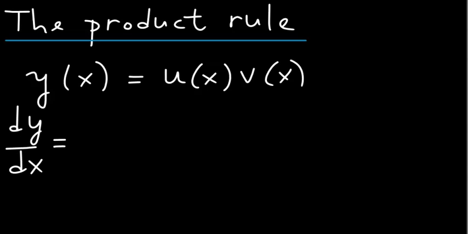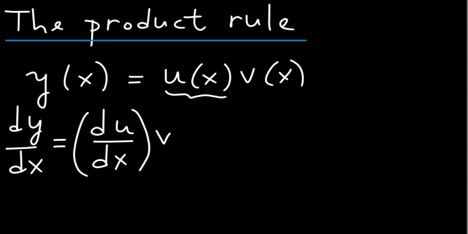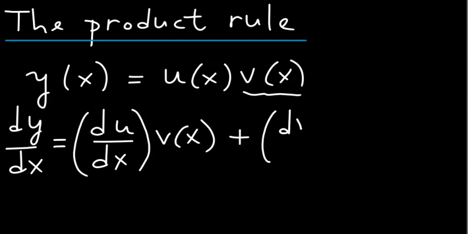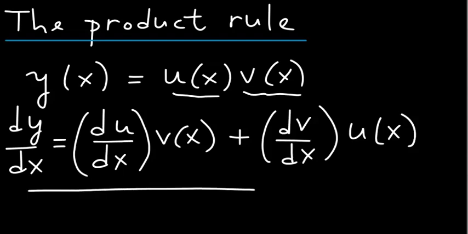What is the rule? The rule is, first, you differentiate the first function, which is u in this case, with respect to x, and then you multiply this result with the second function, plus now you differentiate the second function with respect to x, which is v, so dv/dx, and then you multiply the result with the first function, which is u. And this is what we call the product rule in differentiation.